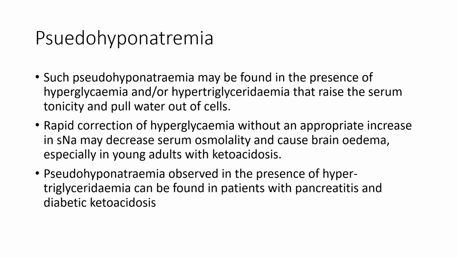The next concept is pseudo-hyponatremia. Pseudo-hyponatremia may be found in the presence of hypertriglyceridemia and hyperglycemia, which raises the tonicity and pulls water out of the cell. So rapid correction of the hyperglycemia without an appropriate increase in the serum sodium may decrease the serum osmolality and may cause brain edema, especially in young adults with ketoacidosis. Pseudohyponatremia observed in the presence of high triglycerides can be found in patients with pancreatitis and diabetic ketoacidosis.